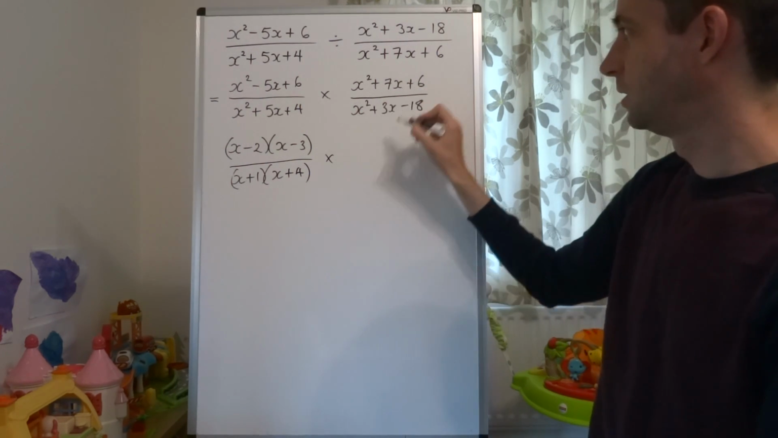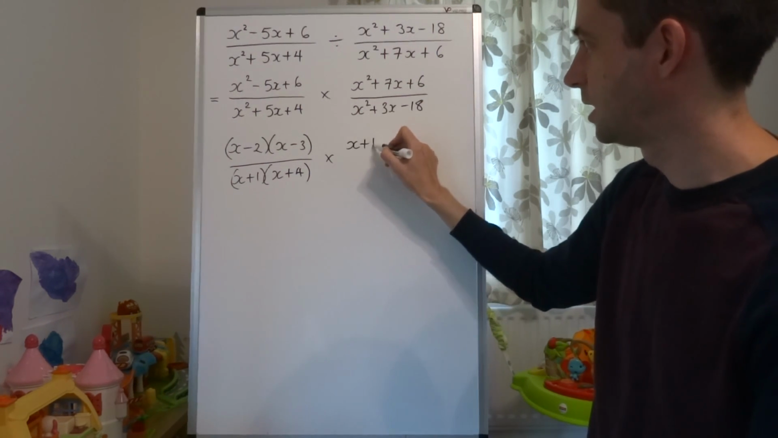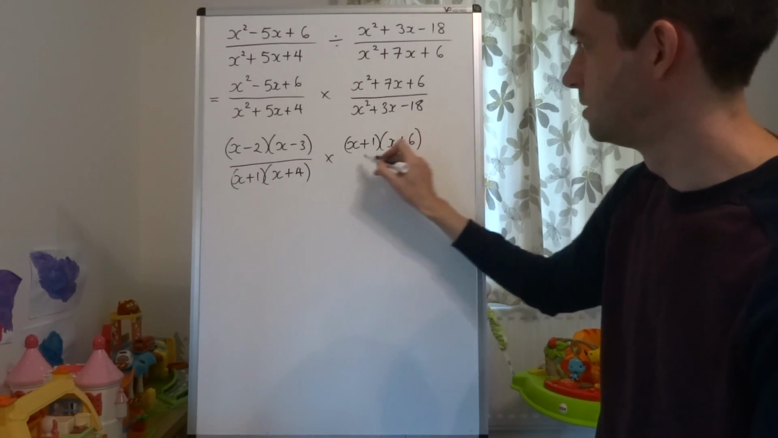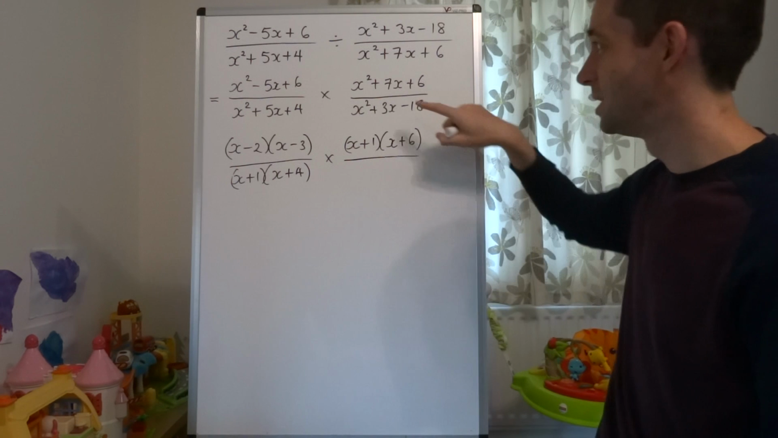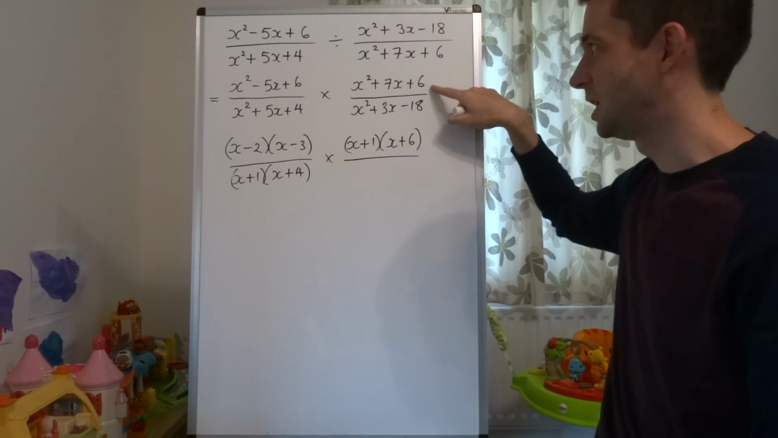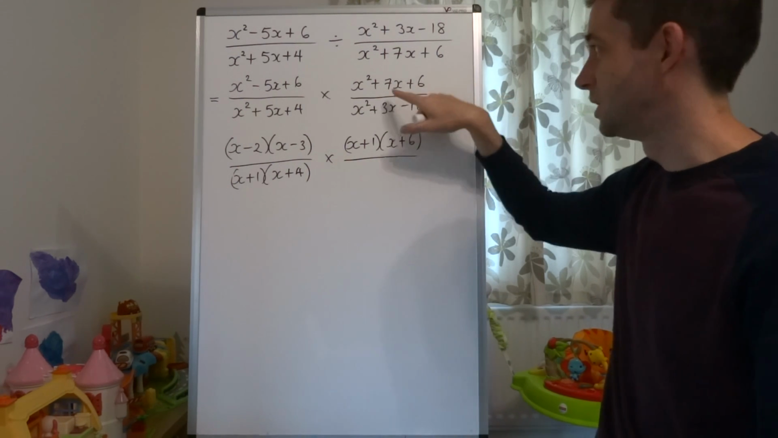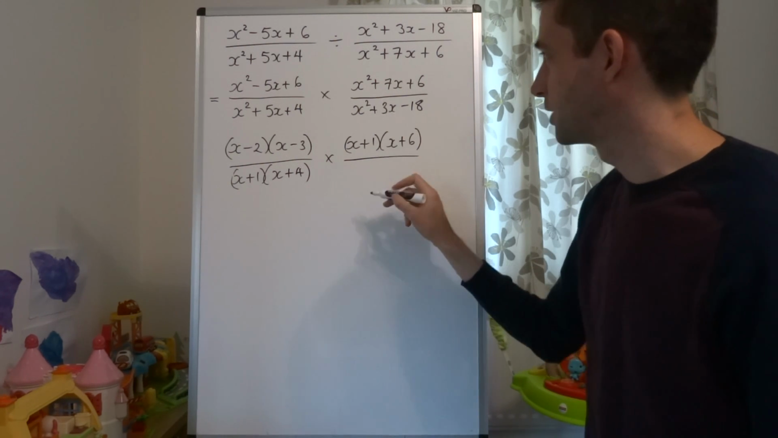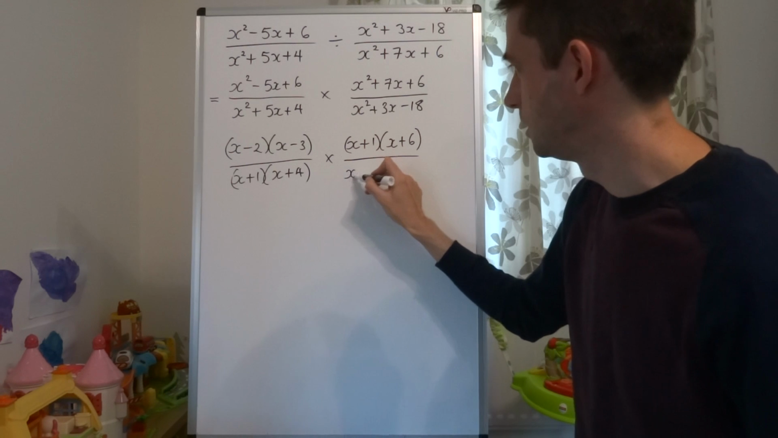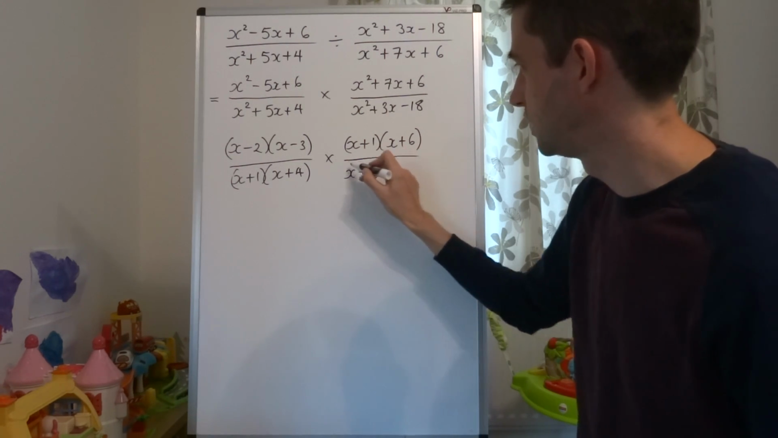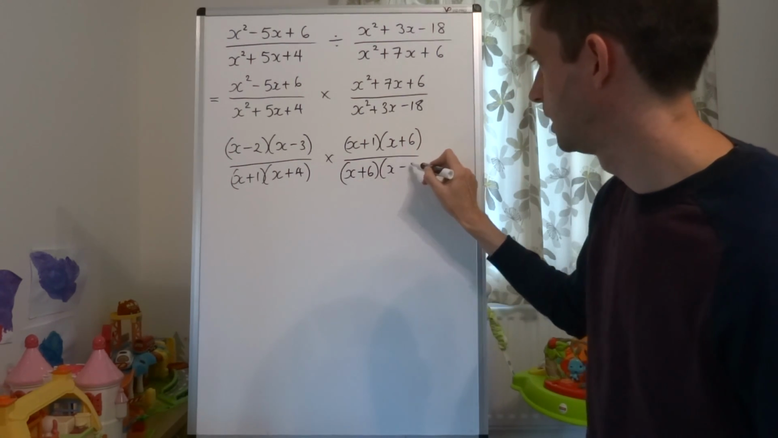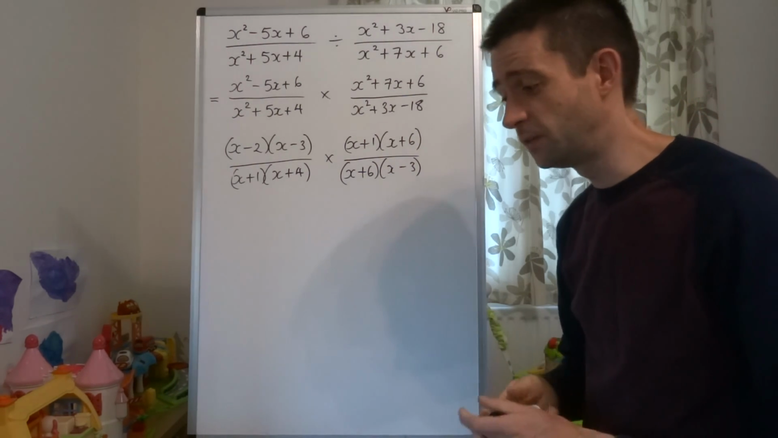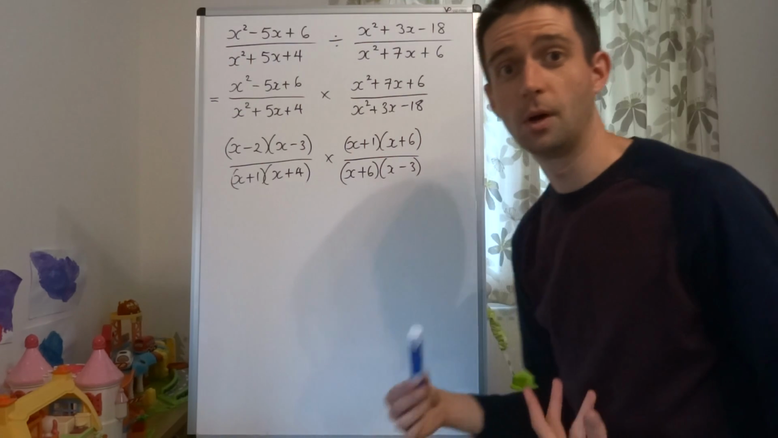Multiplied by this one here. This is another thing that people often forget, that you can use 1 multiplied by a number. So x squared plus 7x plus 6, 6 times 1, 6 plus 1. Seems obvious, but it's true. And then x squared plus 3x minus 18 would be x plus 6, x minus 3.